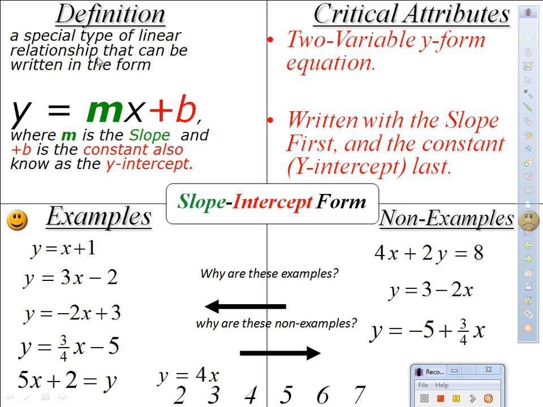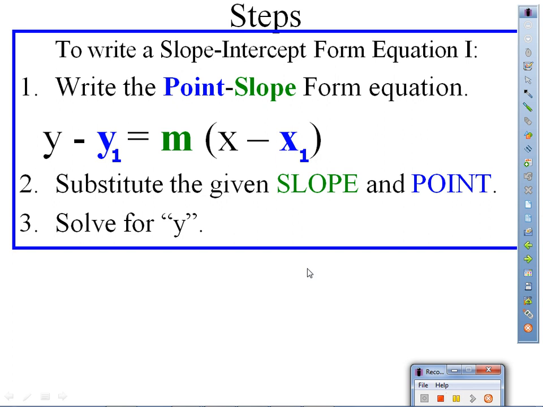Step 1, to write a slope-intercept form equation: write the point-slope form equation, which is y minus y1 equals m times x minus x1. Step 2, substitute the given slope and point. And step 3, solve for y. Copy that, please. All right, our steps: to write a slope-intercept form equation, I write the point-slope form equation first, then we substitute the slope and point, and then at the end, we solve for y.